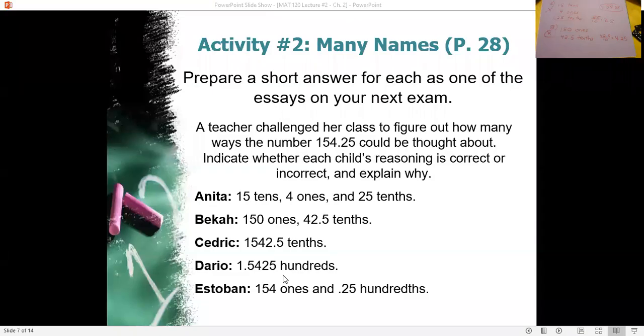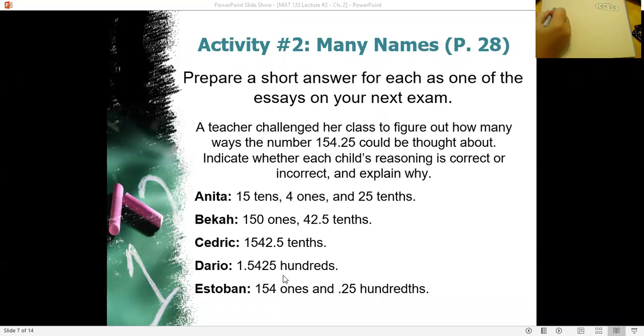Okay. The next one we're asking about is Cedric, who believes that it's 1542.5 tenths, in comparison with Dario, who thinks it's something else but in hundredths. Let's think about both of those and see if they're accurate or not. Remember that we're hoping for 154.25.